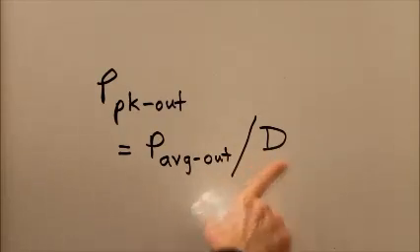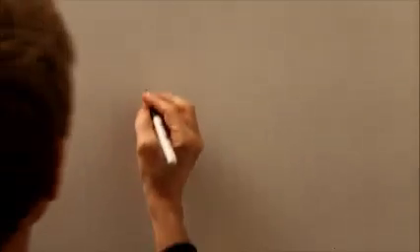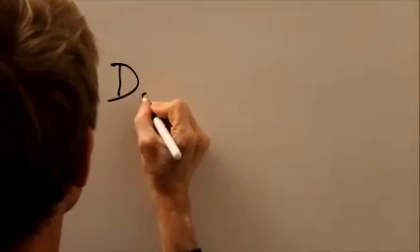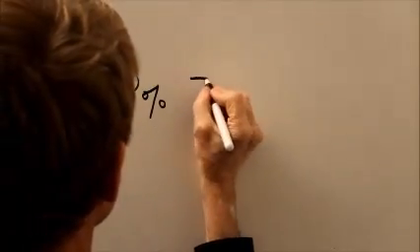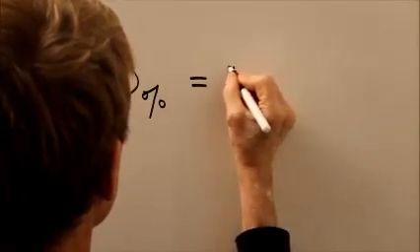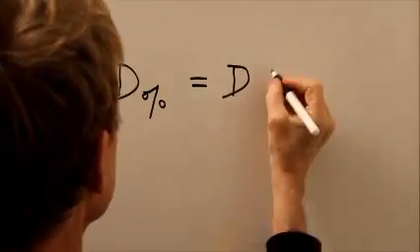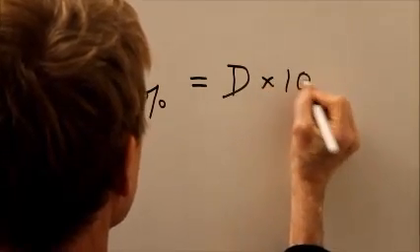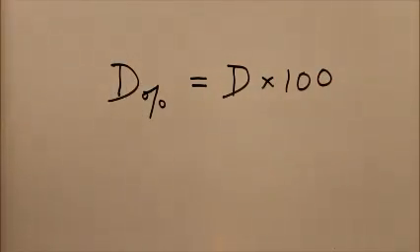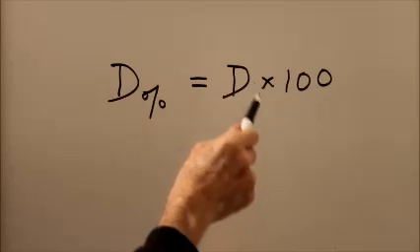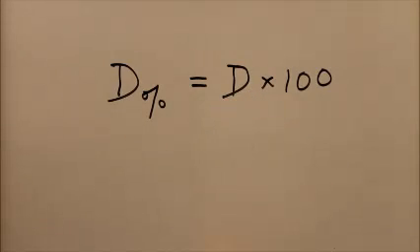But if we know that duty cycle as a proportion, now remember, if the duty cycle is expressed as a percentage, then in order to get the duty cycle as a proportion, we would have to divide by 100. So the duty cycle as a percent is 100 times the duty cycle as a proportion.